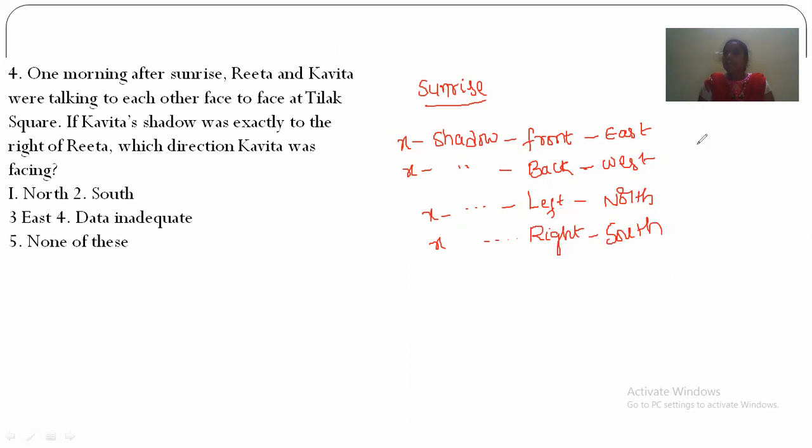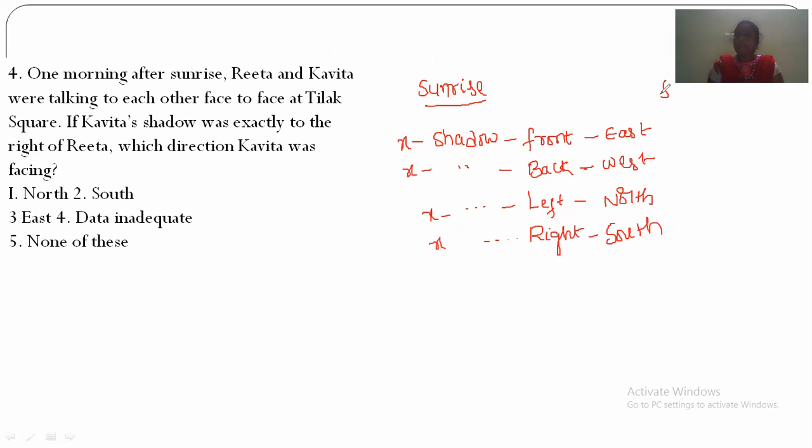Then if it is sunset, this will be reversed. If X's shadow is in front of him, which direction is he facing? West. If it is behind him, he is facing east. If the shadow is on his left side, he is facing south, and if it is on his right side, he is facing north. So these are all the basics.